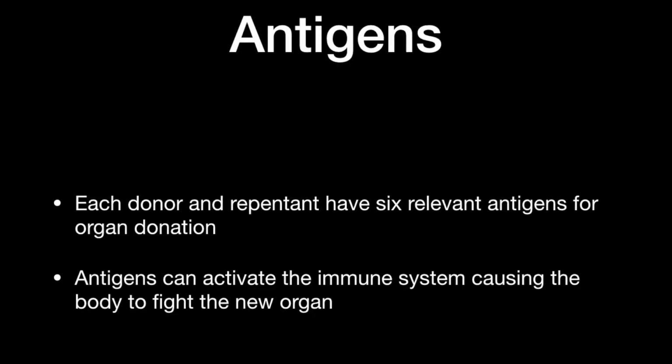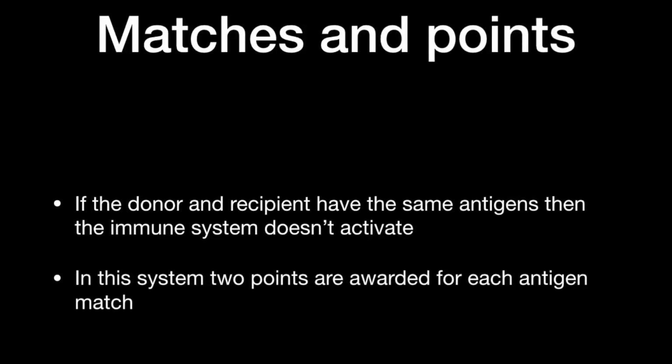Antigens. Each donor and recipient have 6 relevant antigens for organ donation. Antigens can activate the immune system, causing the body to fight the new organ. Matches and points. If the donor and recipient have the same antigens, then the immune system does not activate. In this system, 2 points are awarded for each antigen match.